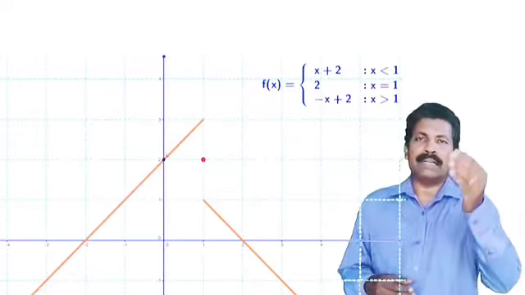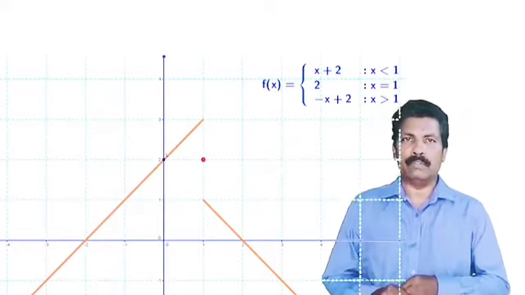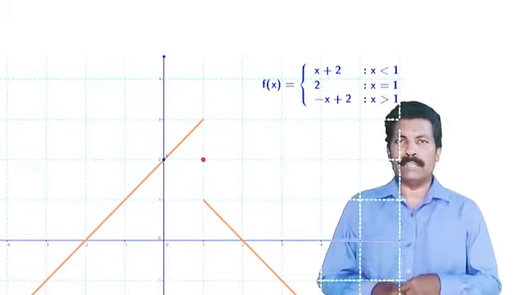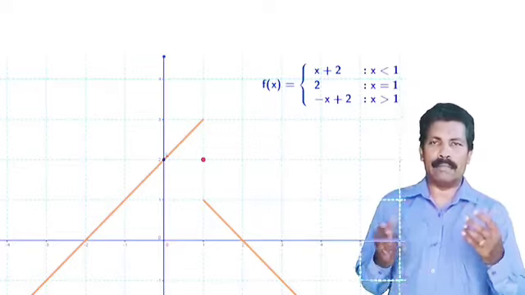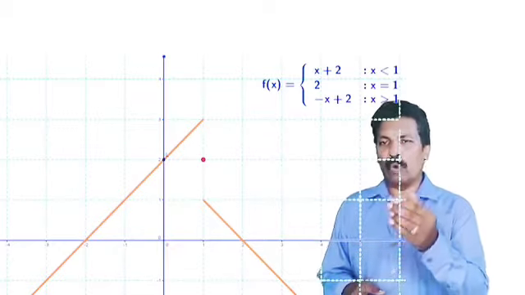We already learned in 11th class about the left hand limit, the right hand limit and the limit of a function. Now let us consider a function here. f of x is equal to x plus 2 when x is less than 1, 2 when x equal to 1, negative x plus 2 when x is greater than 1. We are going to find the left hand limit at x equal to 1.